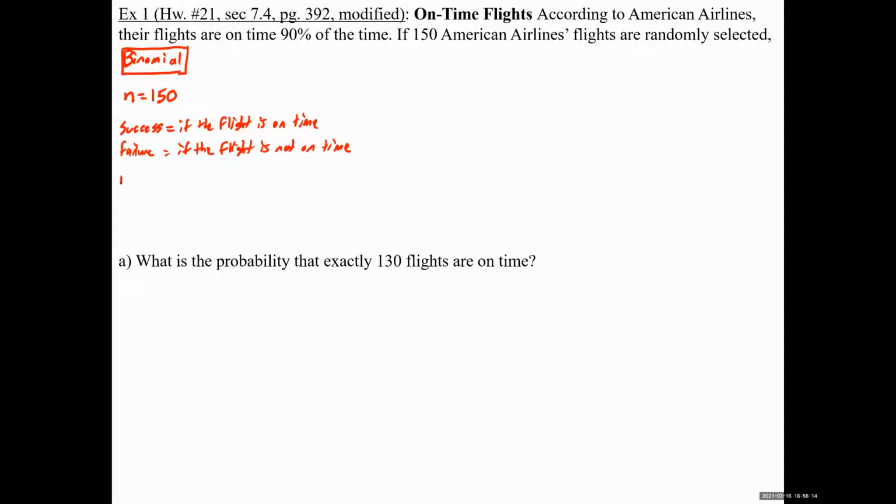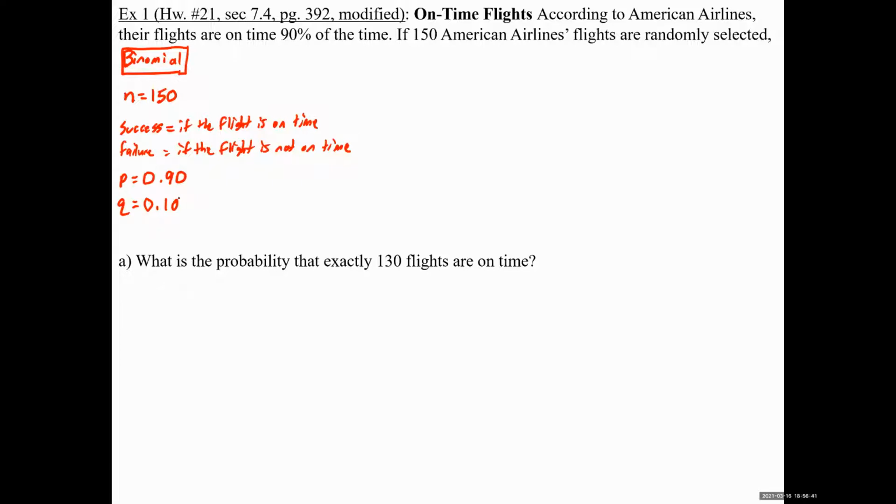Then you write down little p, which is the probability of success. In this problem, they give it to you. They say it's 90% chance that a flight will be on time. I'm going to write it as a decimal, 0.90. And then little q is probability of failure. To get probability of failure, remember that these two numbers have to add to 1. So this is 0.10 or 10%. Well, if it's 90% chance of being on time, 10% chance of not being on time.